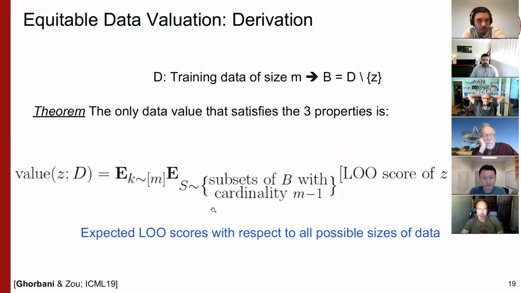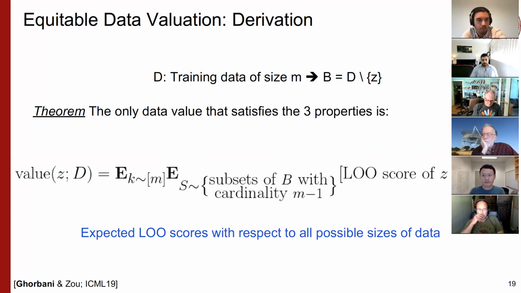There is an alternate formulation for the data Shapley value, which might be more intuitive. It's the expected leave-one-out score with respect to all possible sizes, all possible cardinalities of data. So this is a random uniform sampling of 1, 2, 3 to n. And the second part is the expected leave-one-out score of Z with respect to subsets of data that have size k minus 1. So we are done with our first goal, which is we have defined this equitable measure of data value. So what's next?